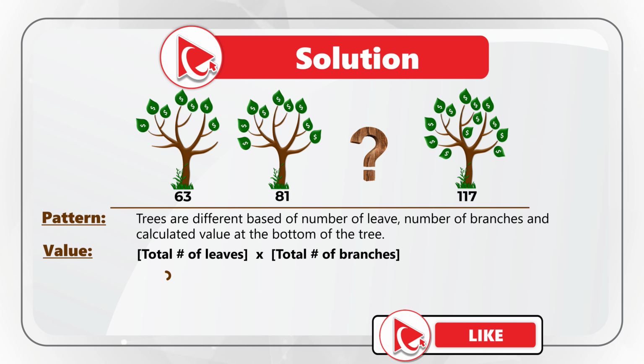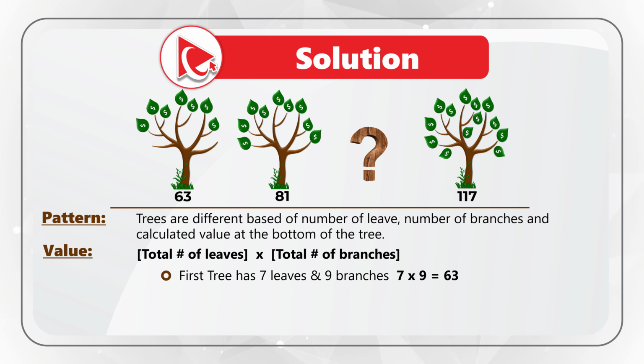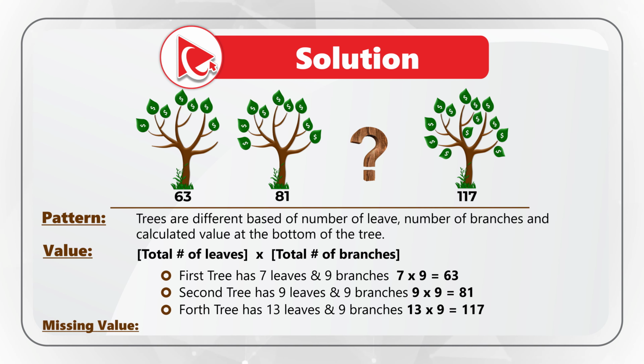For example, the first tree has 7 leaves and 9 branches, and the number at the bottom is calculated as 7 times 9 equals 63. The second tree has 9 leaves and 9 branches, and 9 multiplied by 9 equals 81. The third tree is missing, but the fourth tree has 13 leaves and 9 branches, and 13 multiplied by 9 equals 117. So to calculate the missing value on the third tree, you need to multiply 11 leaves by 9 branches, and 11 multiplied by 9 equals 99.